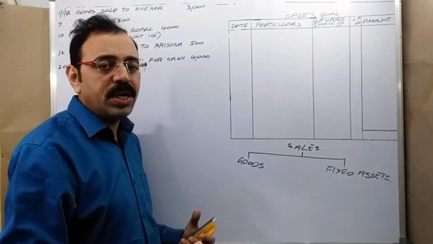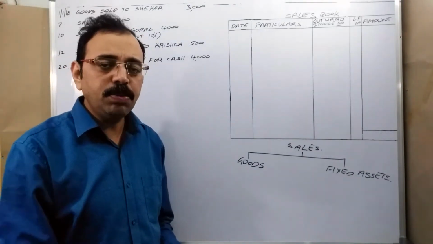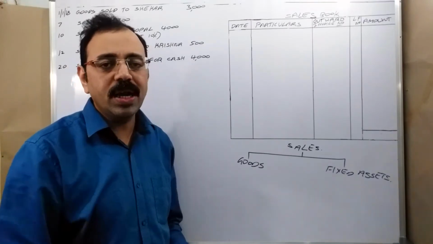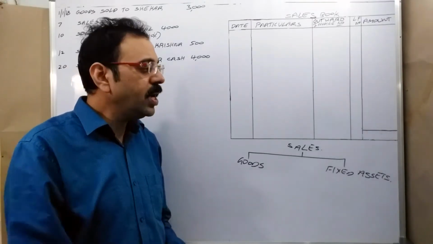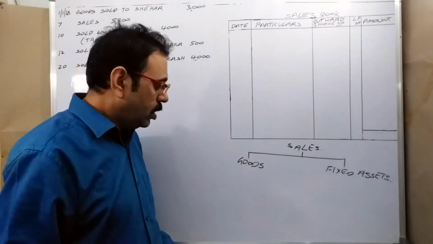So first you have to watch that video, subsidiary books part 1. In description box of present video I am giving that link. After watching that, if you see this video, then it will be clear to you.